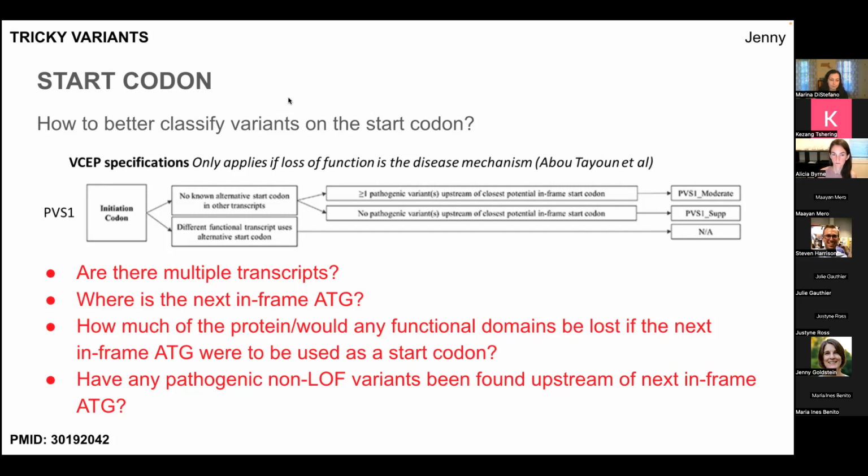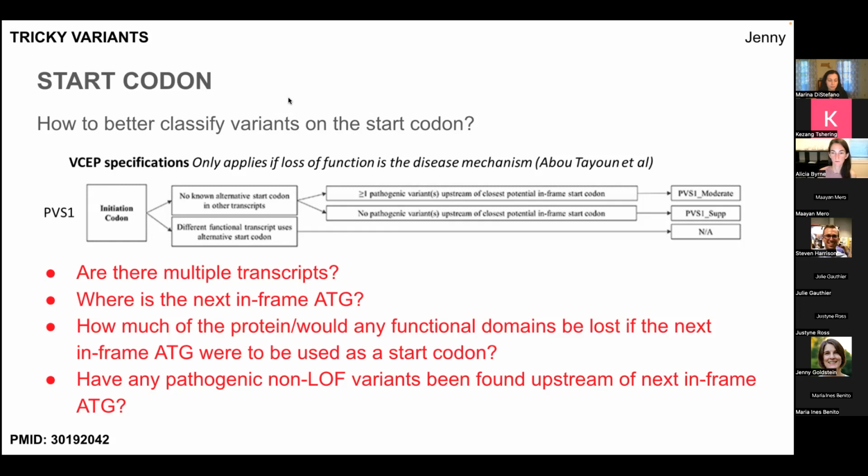So initial guidance on specifying for a particular gene, PVS1, came from the Abou Tayoun guidance that came out from the SVI in 2018, and the PMID is there in the bottom left. And of course, anytime you're using PVS1, you have to ensure that the mechanism of disease is loss of function. This guidance was fairly conservative, but as you can see here, there were several things that the SVI asked us to think about. The first: are there multiple transcripts for this gene? Could there be a different functional transcript that uses an alternative start codon? If that is the case, then you should not be using PVS1 for start codon variants.